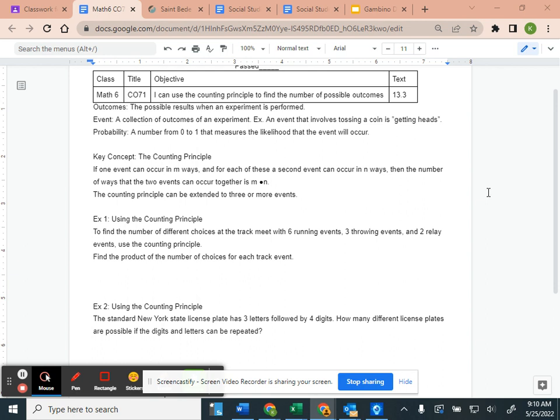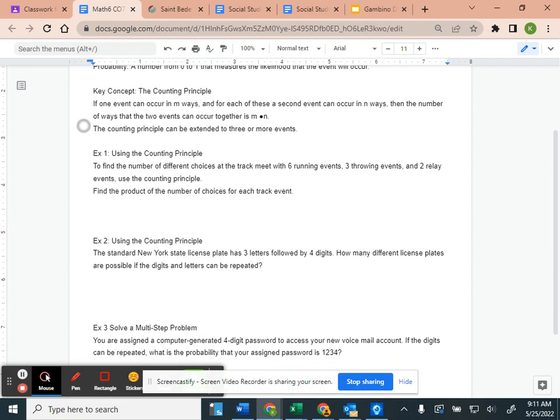So outcomes are the possible results when an experiment is performed. Event is the collection of outcomes of an experiment. So an event that involves tossing a coin is getting heads. So that event is how many times that coin will land on the side of heads. Probability is a number from 0 to 1 that measures the likelihood that the event will occur. We talked about that yesterday. It's always going to be between 0 and 1. It's never going to be bigger than 1 because you can't have more successful outcomes than the total number of outcomes that there are.